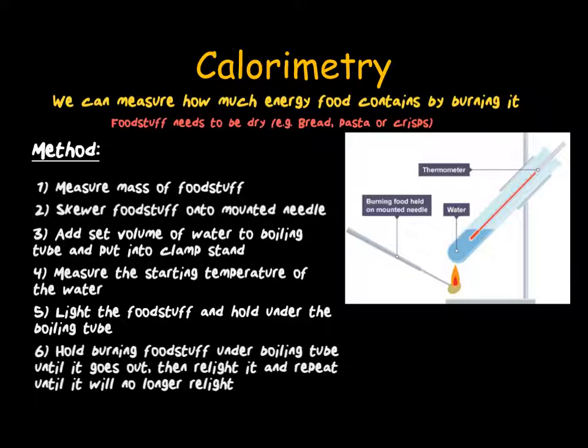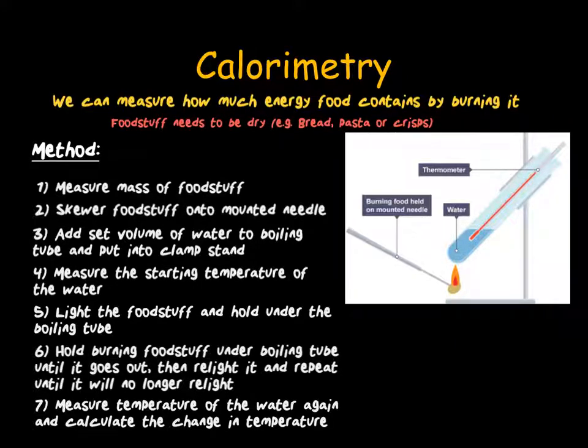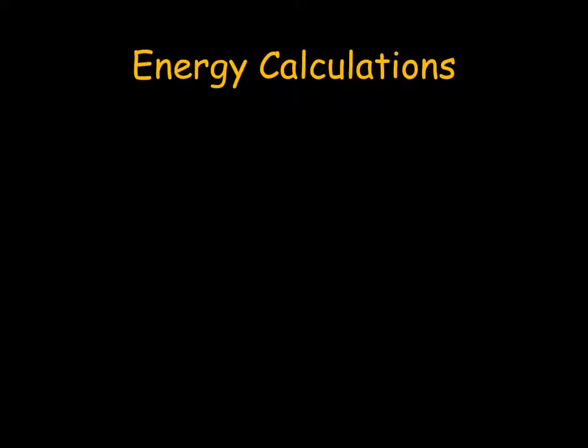We then relight the food and hold it under the tube again. We keep doing this until the food simply won't catch fire again. We then measure the temperature of the water a second time so that we can work out the overall change. The whole point in carrying out calorimetry is in order to work out how much energy the food contains.